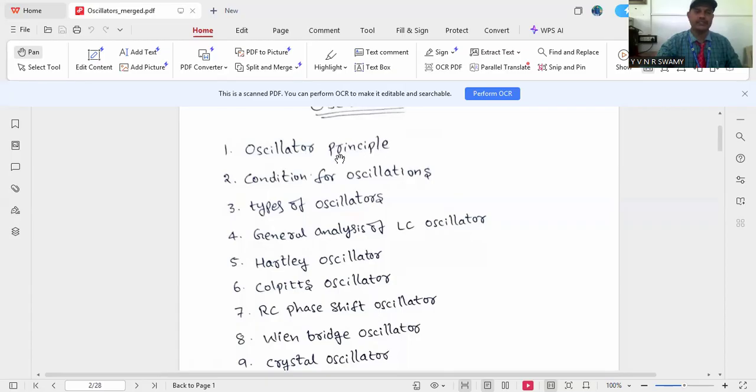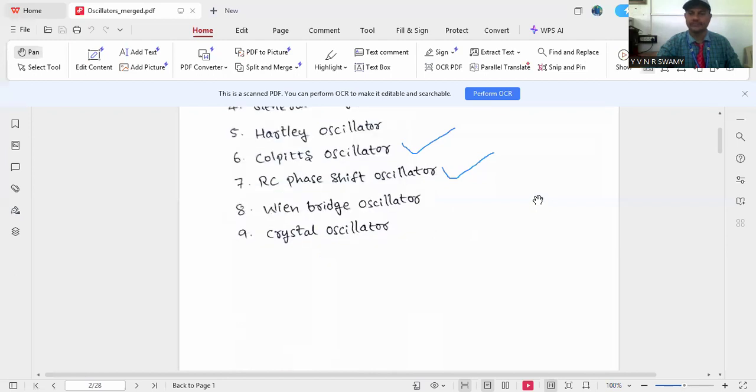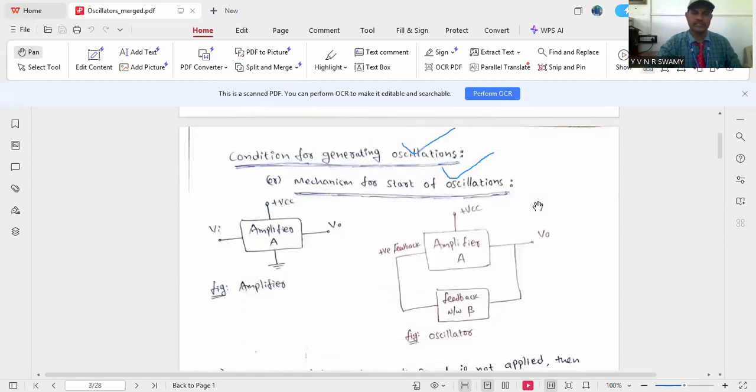The second one is condition for oscillations. In this video, we'll discuss these two topics. First one is oscillator principle, and second one is condition for oscillations. So first is the condition for generating oscillations, or the mechanism for the start of oscillations.